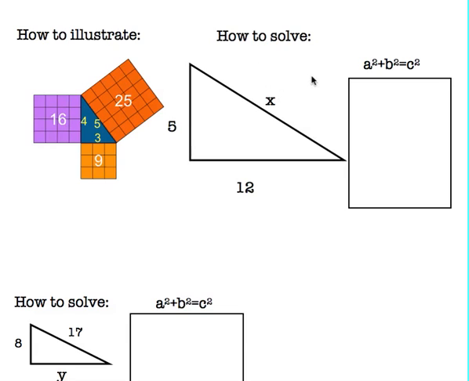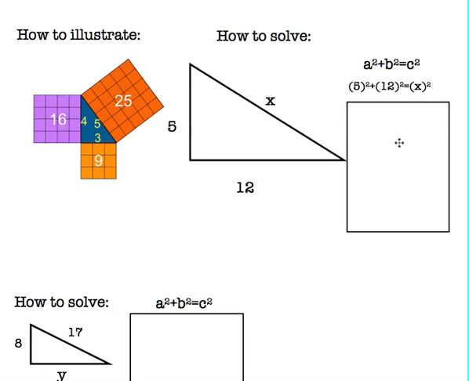Now we're going to do 2 examples to solve the Pythagorean theorem. Here we have a situation where we know the 2 legs and we do not know the hypotenuse. A, in this case, is 5, B is 12, and C is x. So what we do is we substitute those values into our equation. 5 squared plus 12 squared equals x squared.